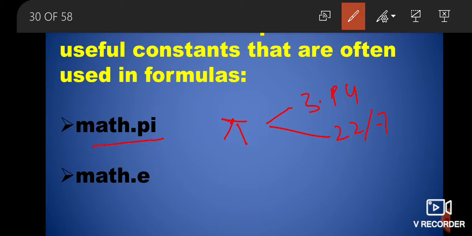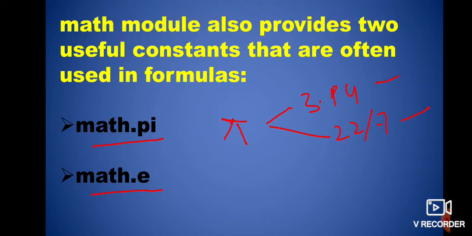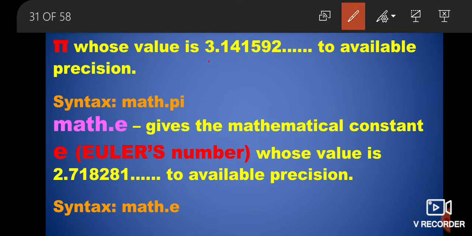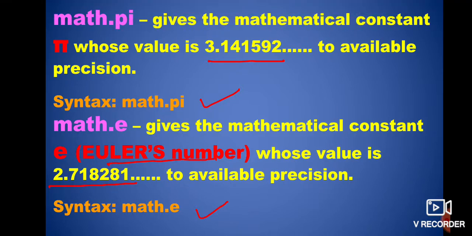So instead of using these two values directly, you can simply use math.pi, and for this also you will have to import the math module. And math.e is the universal constant, Euler's number. Let us see these two constants. Here math.pi gives the mathematical constant pi, whose value is 3.141592 up to the available precision, and e is Euler's number, whose value is this. So in order to utilize these two constants, you may simply write math.pi and math.e after importing the math module.